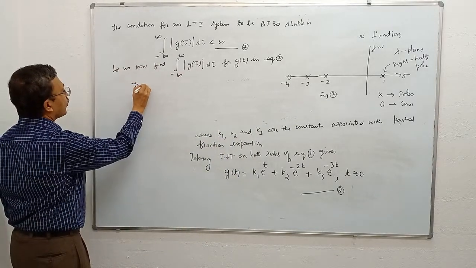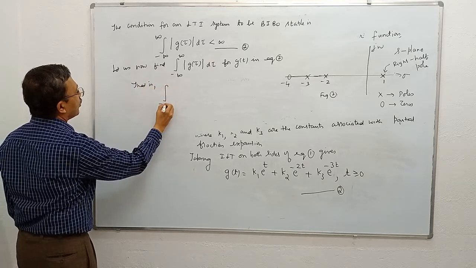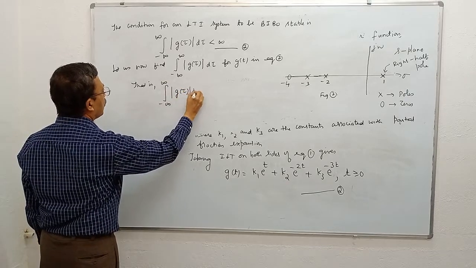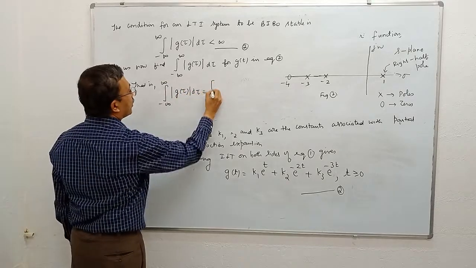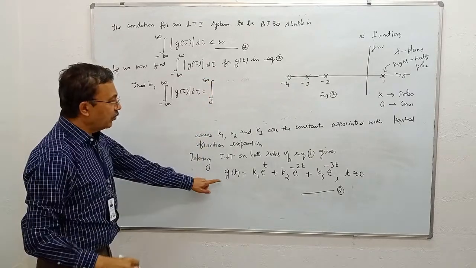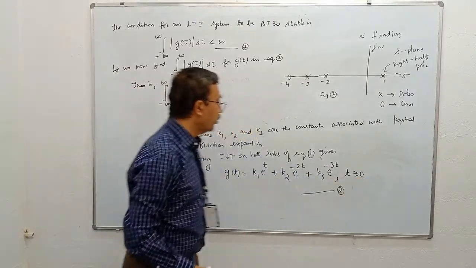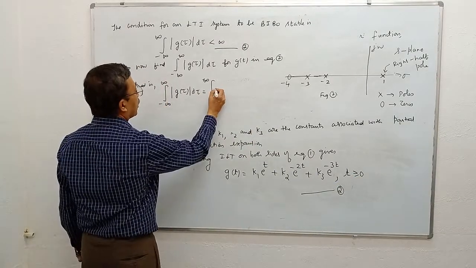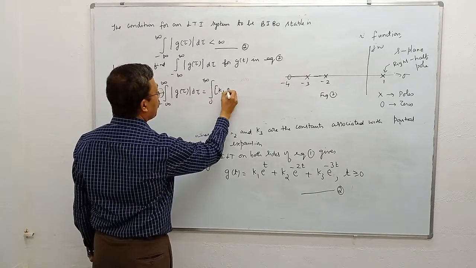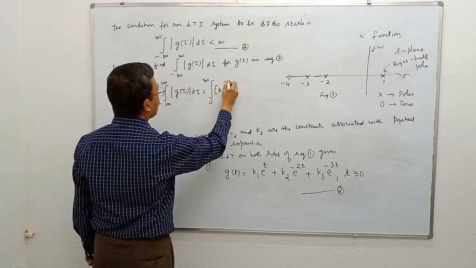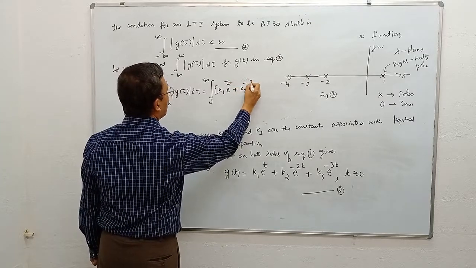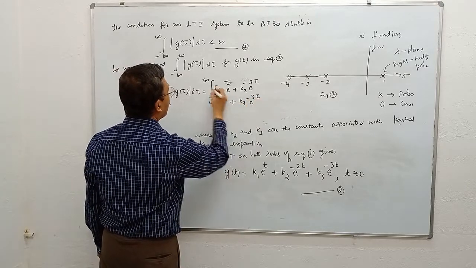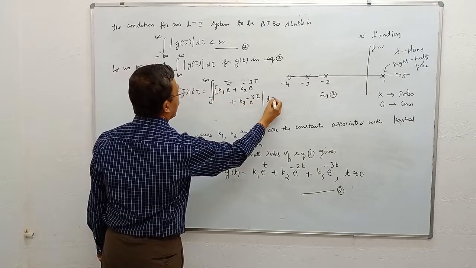That is, the integration from minus infinity to plus infinity of modulus of g(tau) d tau equals, the lower limit will become 0 because g(t) is defined only for t greater or equal to 0. So instead of minus infinity, the lower limit becomes 0. Modulus of K1 e^tau plus K2 e^(-2 tau) plus K3 e^(-3 tau), d tau.